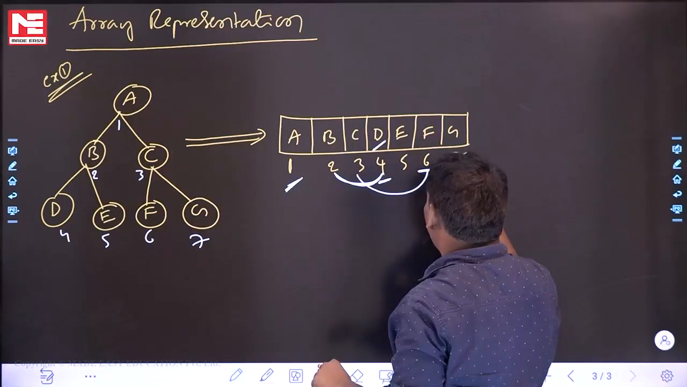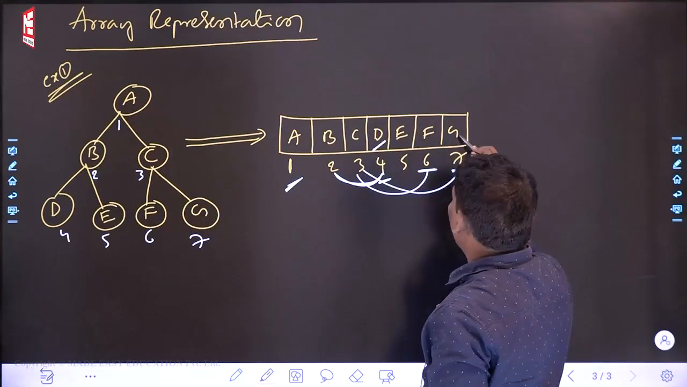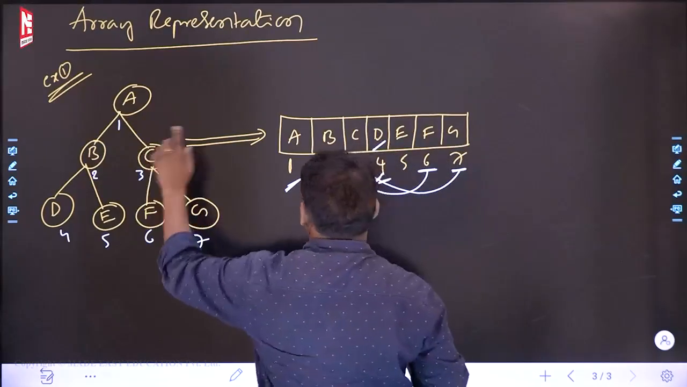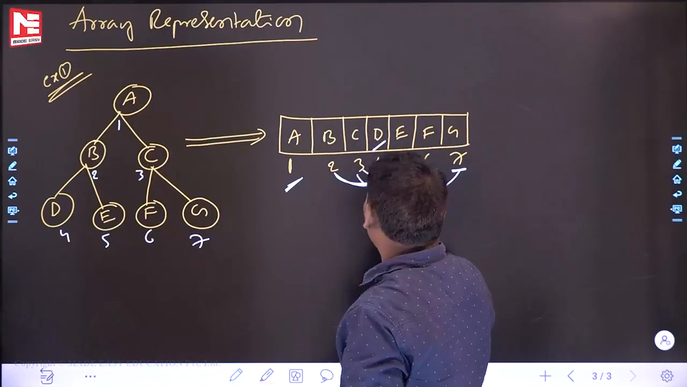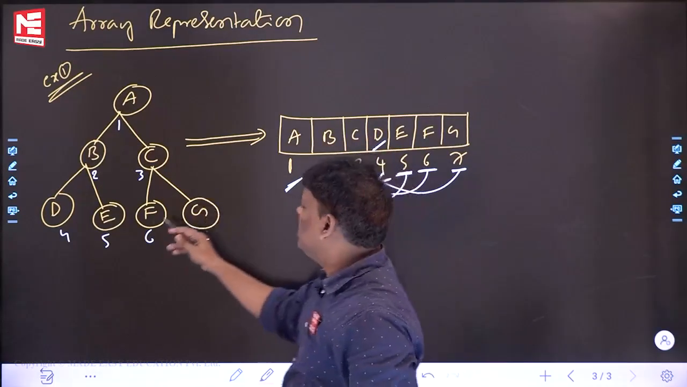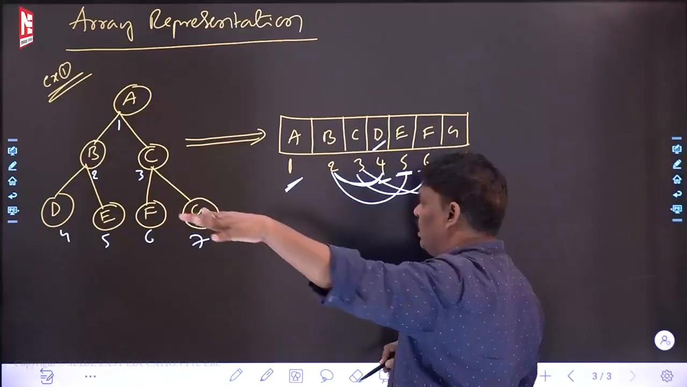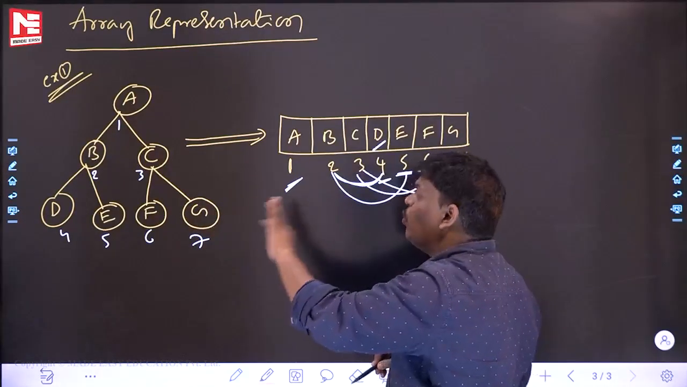So can you help me? 7 by 2, 3.5, take 3. Take the floor value. So G parent is going to be C. Can you help me now? Who is the 5 parent? 5 by 2, 2.5. Take the floor value 2. I think E parent is B. Right? Like that. But I'm thinking that if you want the parent, just divide by 2. Fractions will come. Take the floor value.